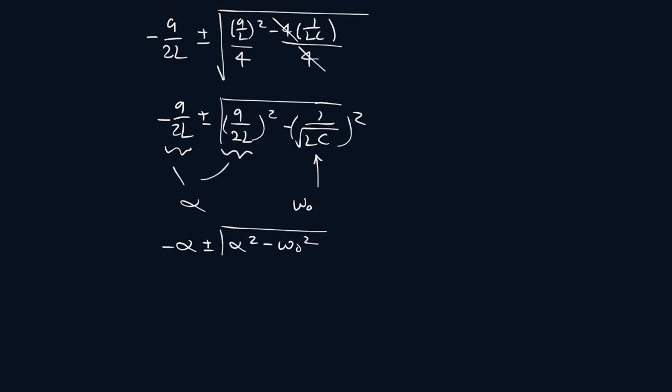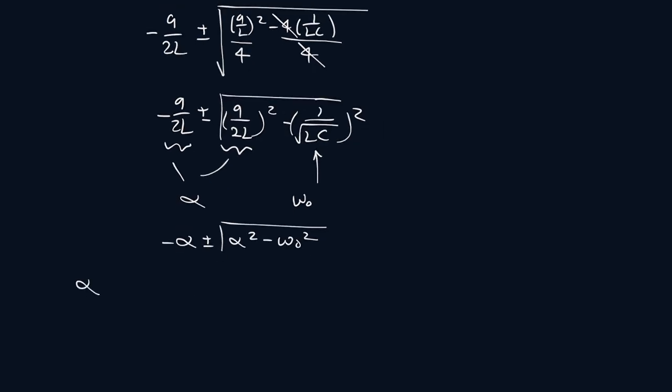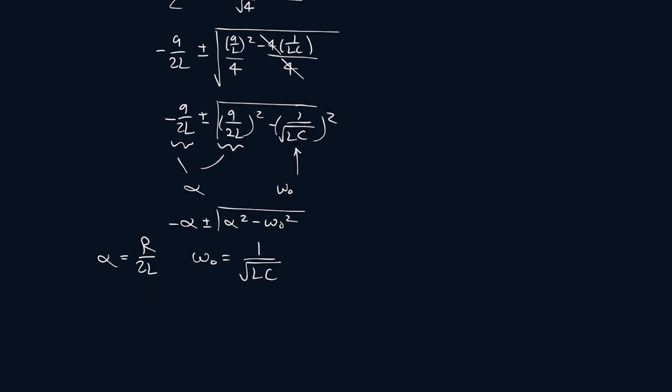Okay, so alpha is going to be equal to R over 2L, and recall R was your resistance, so it's technically the resistance over 2L, and omega naught, that's pretty much equal to 1 over the square root of your inductor times capacitance. Okay, now the next part is figuring out, so let's actually solve for the following.